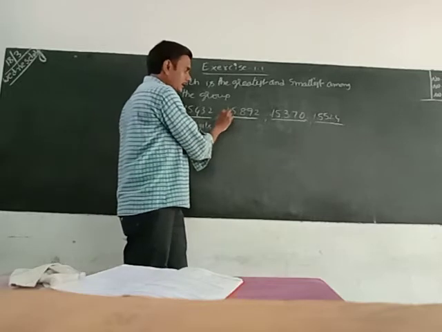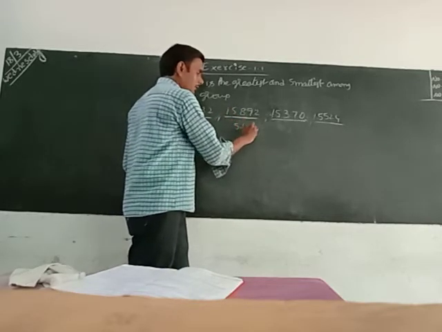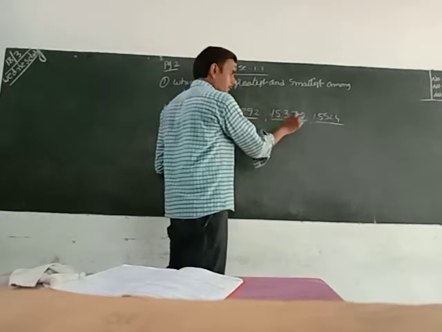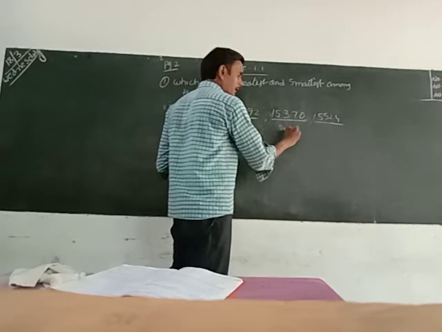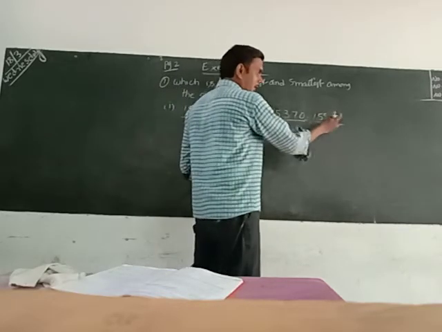How many digits are there? 1, 2, 3, 4, 5. Here also only 5 digits. Next, go for the third number. 1, 2, 3, 4, 5. How many digits are here? 5 digits. Okay, go for the fourth number.